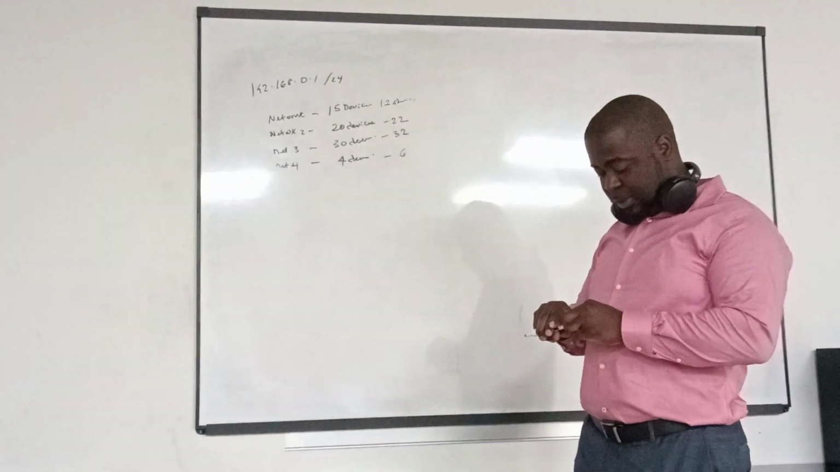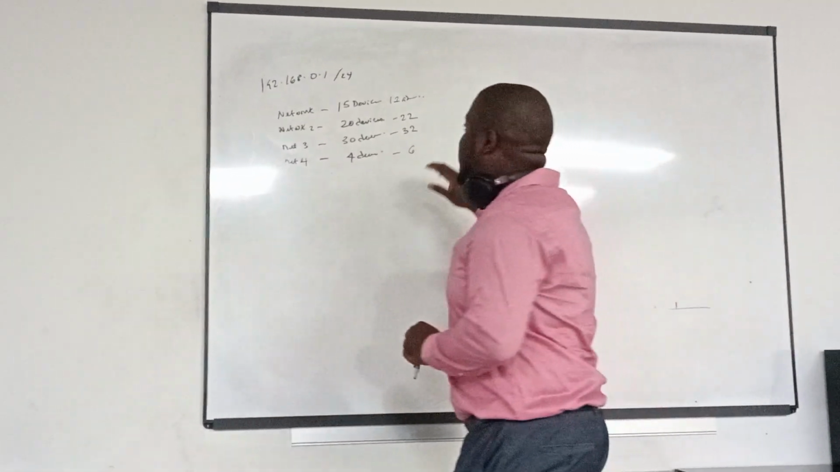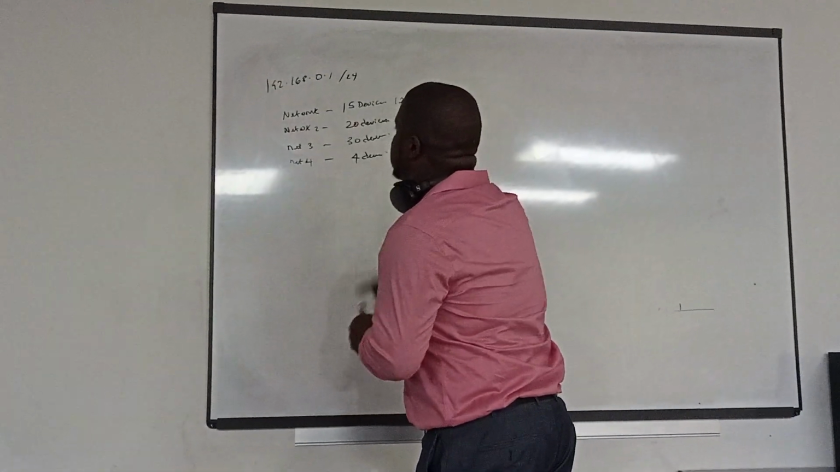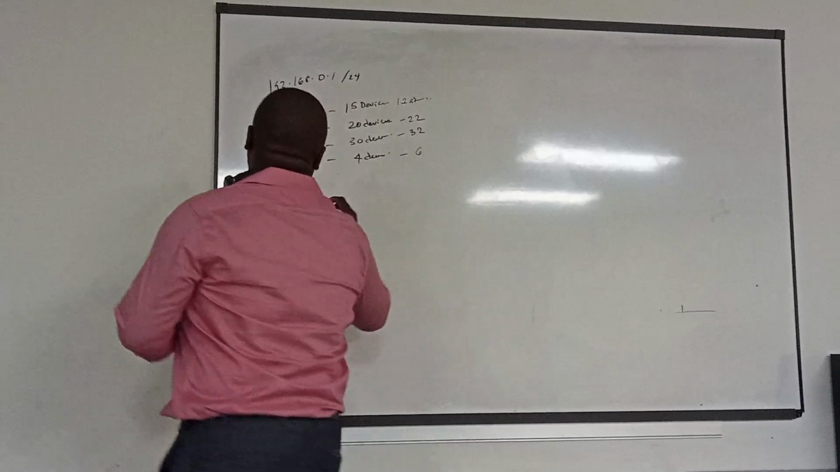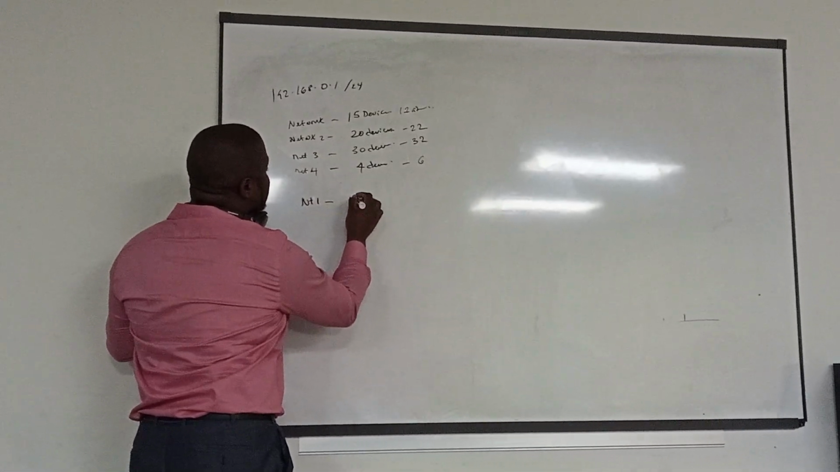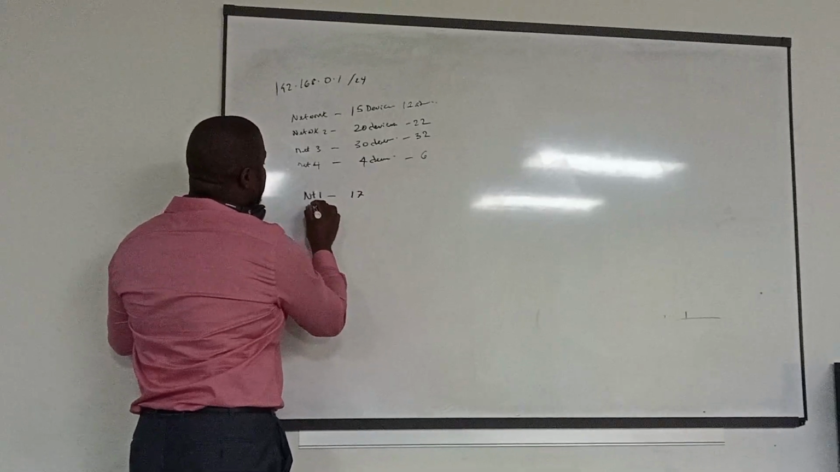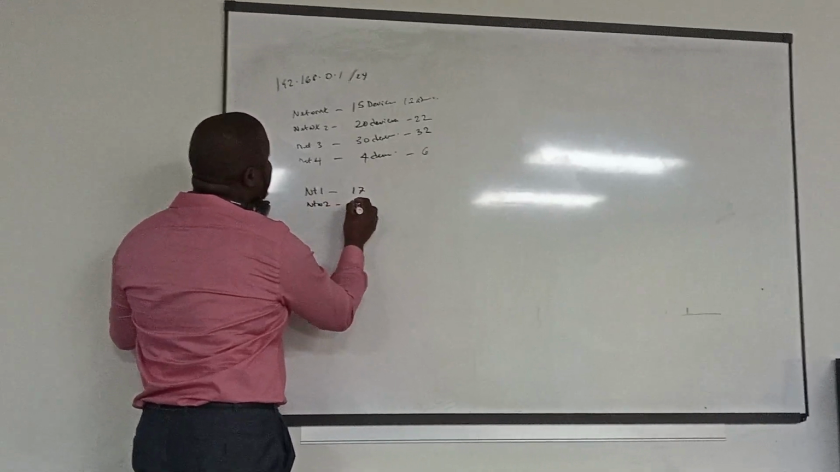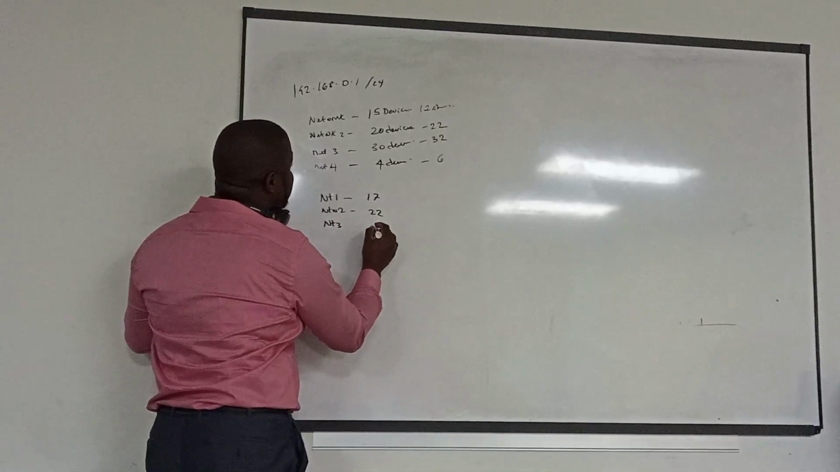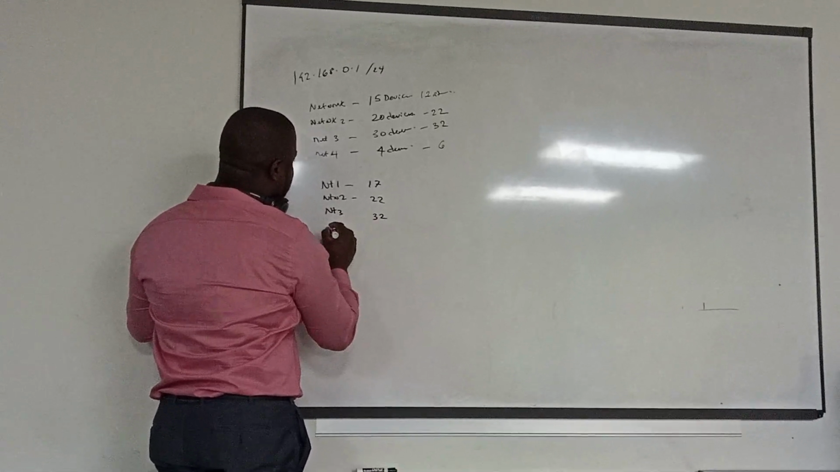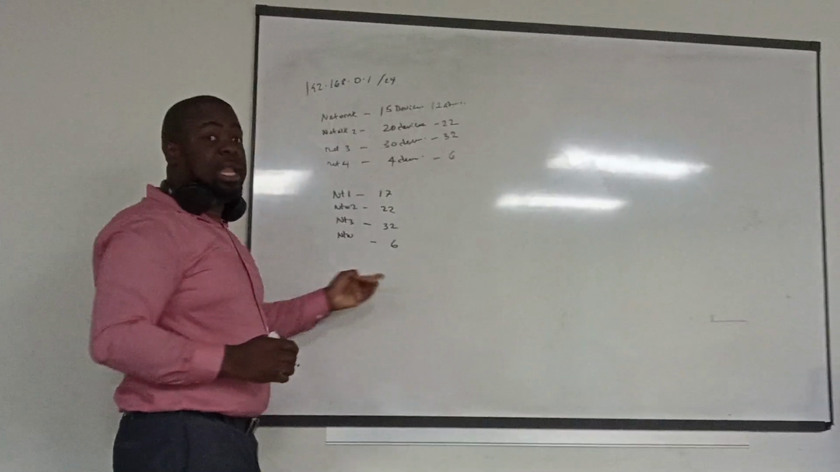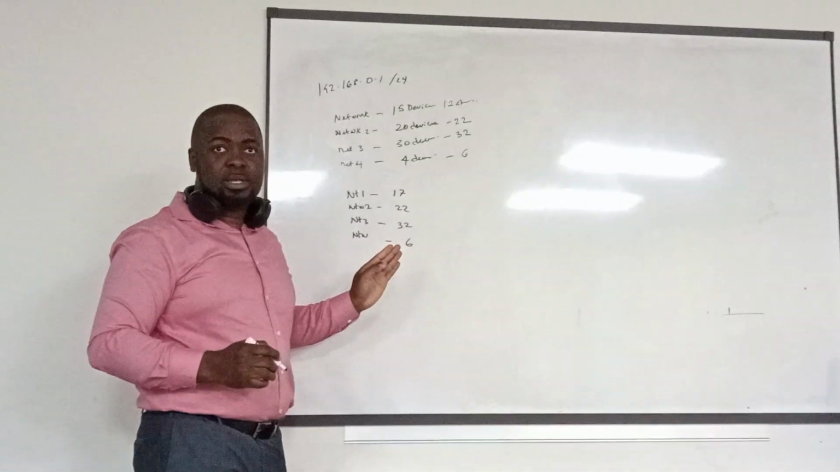Now, let me write out what I need. I need 17 here. So let's rewrite this. Network 1, I need at least 17 addresses. Network 2, I need at least 22 addresses. Network 3, I need at least 32 addresses. Network 4, I need at least 6 addresses. Now, these are my needs.